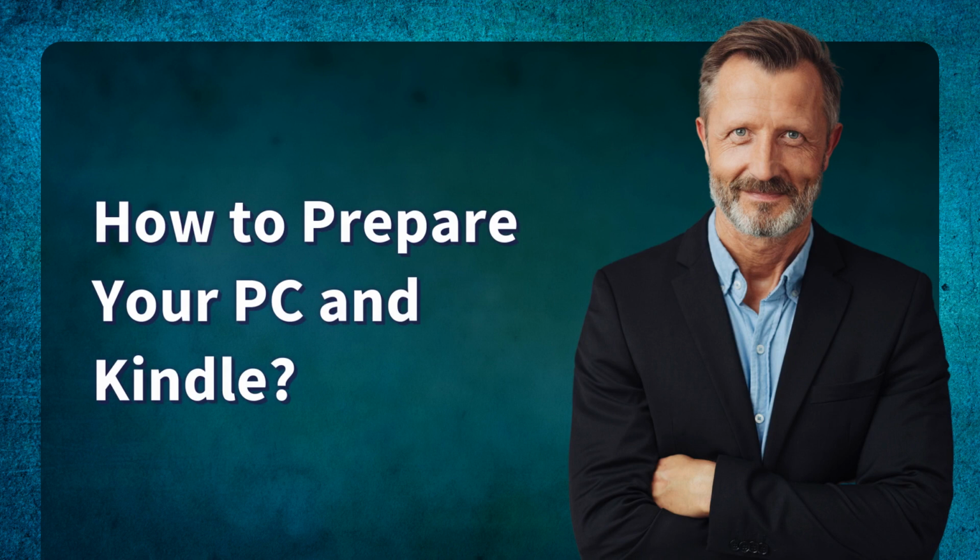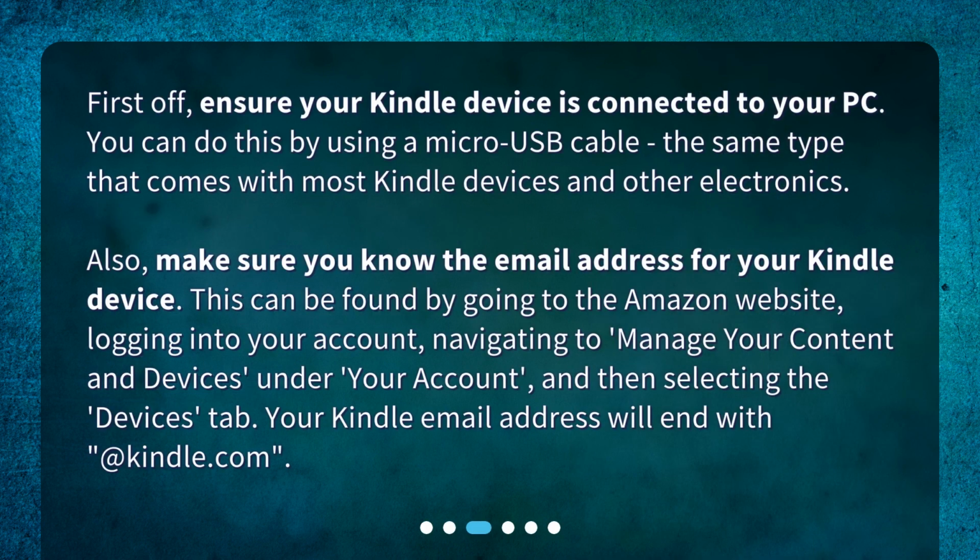How to prepare your PC and Kindle? First off, ensure your Kindle device is connected to your PC. You can do this by using a micro USB cable, the same type that comes with most Kindle devices and other electronics. Also, make sure you know the email address for your Kindle device. This can be found by going to the Amazon website, logging into your account, navigating to Manage Your Content and Devices under Your Account, and then selecting the Devices tab. Your Kindle email address will end with @kindle.com.